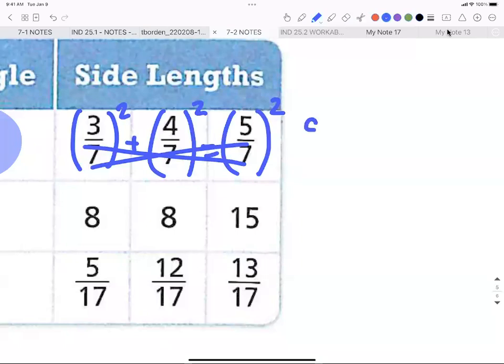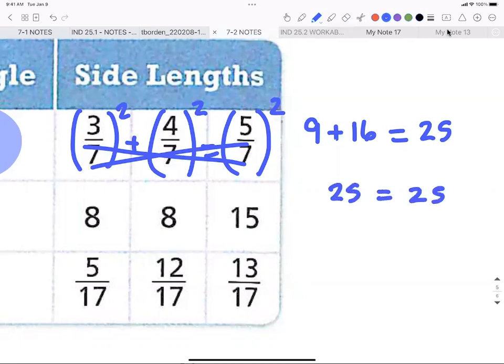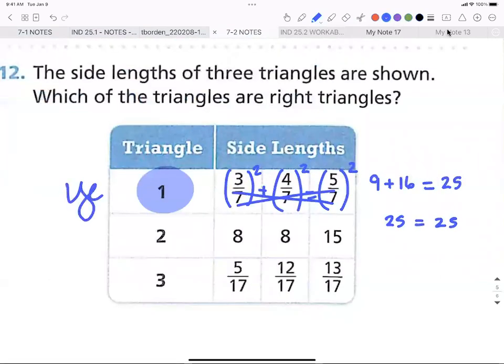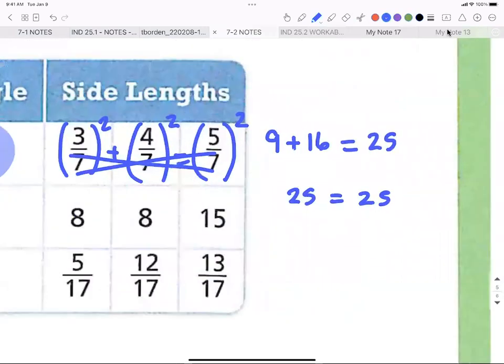Square 3 and you get 9. Square 4, you get 16. Equals square 5, you get 25. Add 9 plus 16, you get 25 equals 25. Is the blue one a right triangle? Yes.